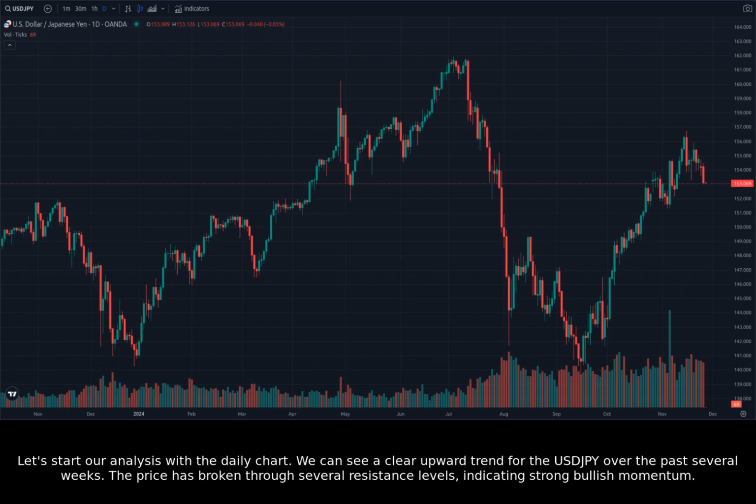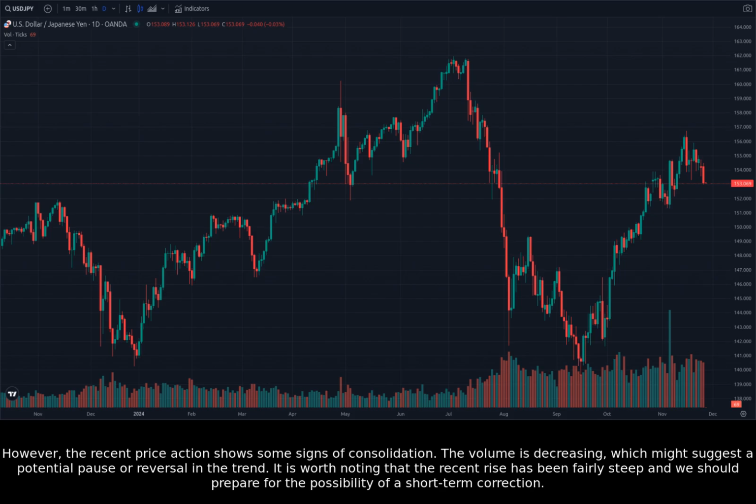Let's start our analysis with the daily chart. We can see a clear upward trend for the USDJPY over the past several weeks. The price has broken through several resistance levels, indicating strong bullish momentum. However, the recent price action shows some signs of consolidation. The volume is decreasing, which might suggest a potential pause or reversal in the trend.